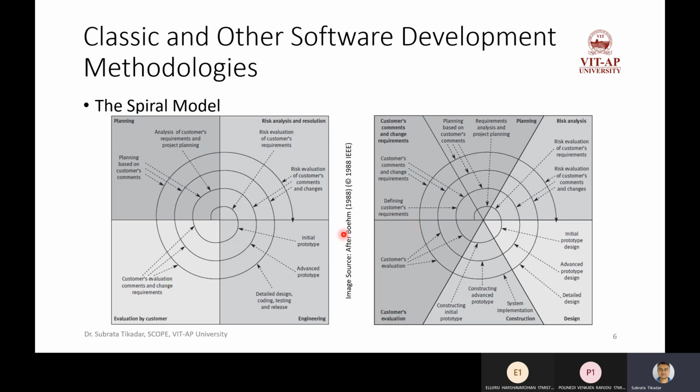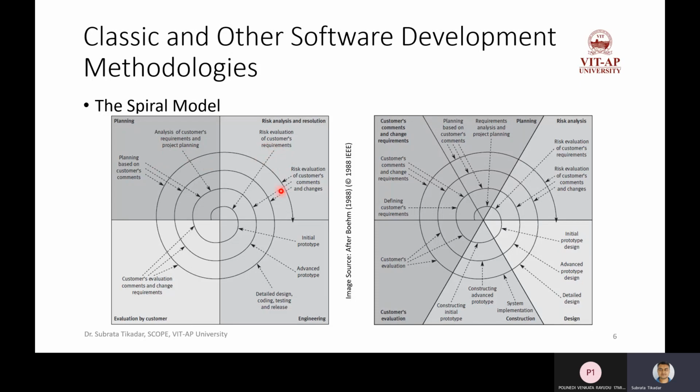The next is the spiral model. Here there are mainly four phases: planning, then risk analysis and resolution, then engineering, where software engineering tasks are done, then evaluation by the customer. First, planning is done based on the customer comments. So whatever customers are demanding or whatever their requirements are, based on this some planning is done.